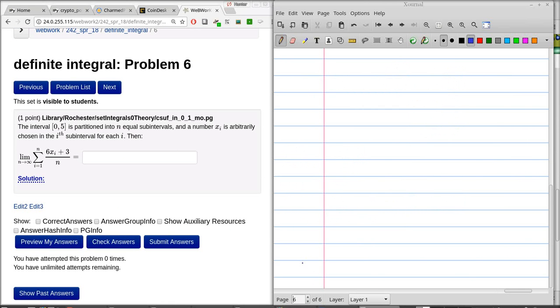The interval from 0 to 5 is partitioned into n equal subintervals, and a number xi is arbitrarily chosen in the ith subinterval for each. Then the limit of, okay, xi is supposed to be arbitrary now. Usually you put a star on it when you want that to be true. And you want to add all these things up. So it is very easy. You do the limit as n goes to infinity of, now the 1 over n can come out, and what you get left with is 6xi.